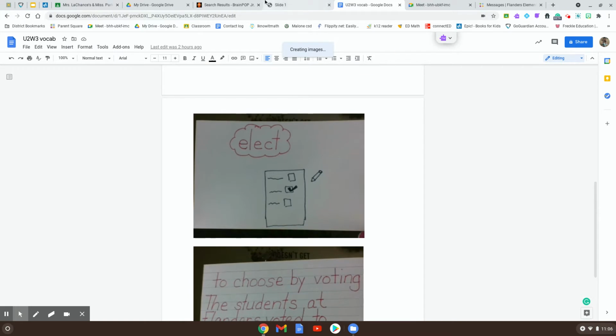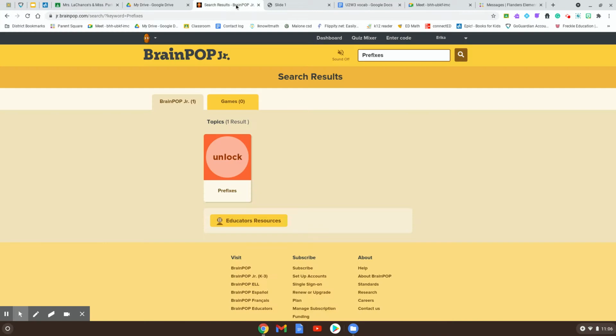And now what I'm going to do is we're going to talk about prefixes. So prefixes are attached to a root word to make a whole new meaning of the word. And this will make a little bit more sense once I show this video.